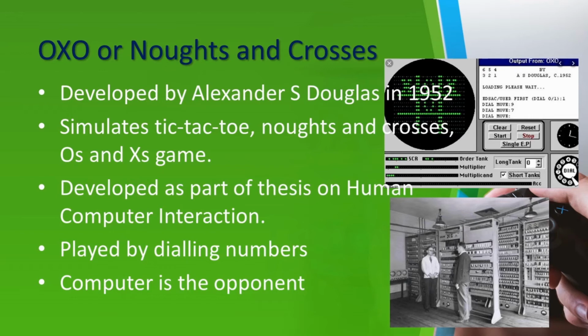So in here, these are some of the first games that were developed for consumers. So we have OXO or Knots and Crosses. So basically, this is the first video game that is available for the consumer. It was developed by Alexander S. Douglas in 1952. It simulates tic-tac-toe or Knots and Crosses, the O's and X's game. It was developed as part of a thesis on human-computer interaction, played by dialing numbers, okay? And the computer is your opponent.